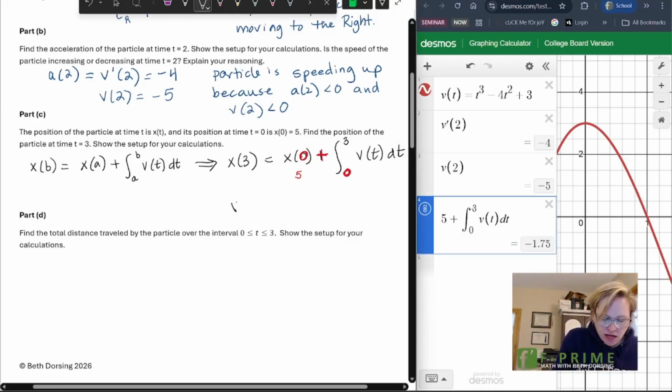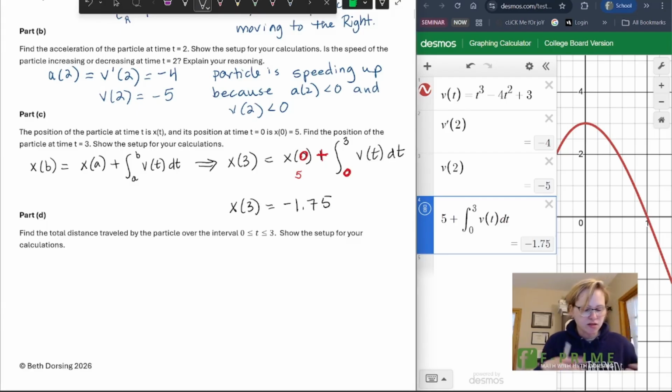So I'm going to record that. x of 3 equals negative 1.75. And that right there is enough information. I've shown an integral, I've used my initial position, and I've got my final answer. And usually on a problem like this, what we have shown with our formula, using x of 0 equals 5, having a displacement integral from 0 to 3 of v of t dt, along with that final answer, is going to earn me all of my points.